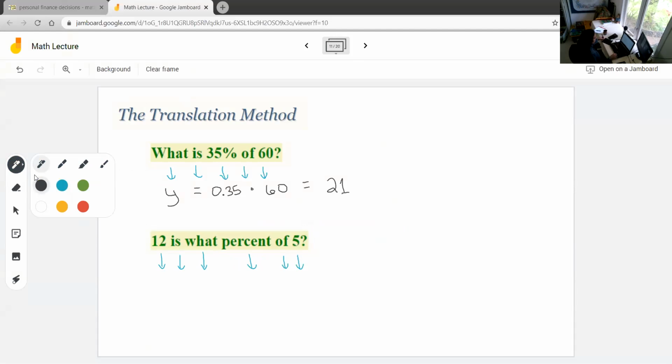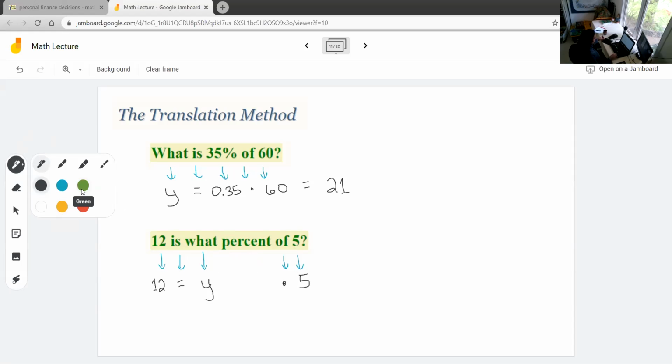So I wrote too many arrows. 12 I will change into 12. Is, I will change into equals. What becomes y. Percent doesn't become anything. So I'm going to erase this arrow, but I sort of am owing some work somewhere. We'll see what happens. Of becomes times, and numbers stay numbers. So 12 equals y times 5.